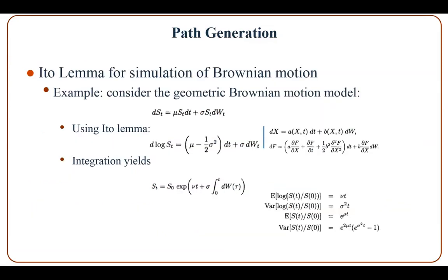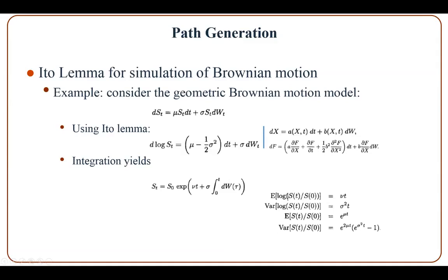Now we use Ito lemma for simulation of Brownian motion. Let's consider the geometric Brownian motion model. Using the Ito lemma, we get to the step, and these are the lines for Ito lemma. We may notice that the derivative of log of St with respect to St is 1 divided by St, and that cancels out the other St, and so finally you have just sigma in the second term.